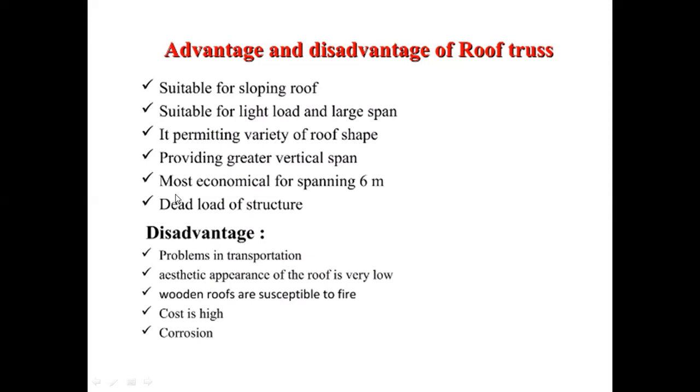Coming to the disadvantages of a roof truss, one is the problem in transportation. The aesthetic appearance is very low when compared to other concrete structures. If the roof truss is made of wood, it is very susceptible to fire, and the cost is higher when compared to other construction. Since we are using steel in the roof truss, it is more susceptible to corrosion too.